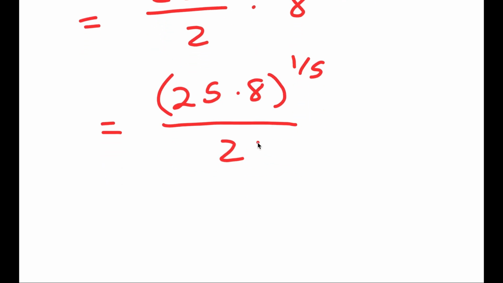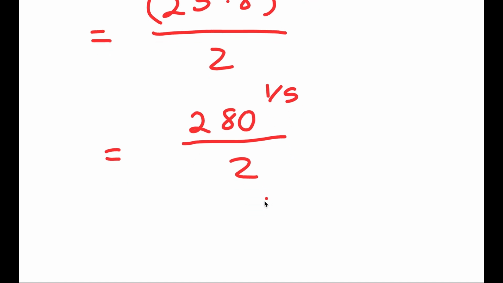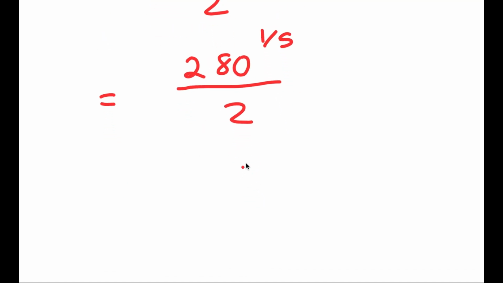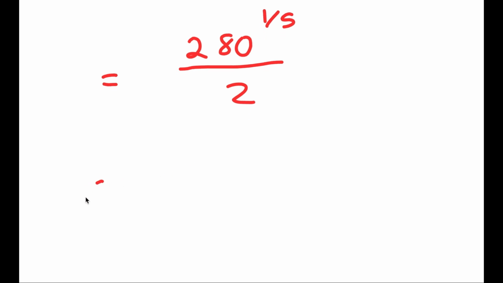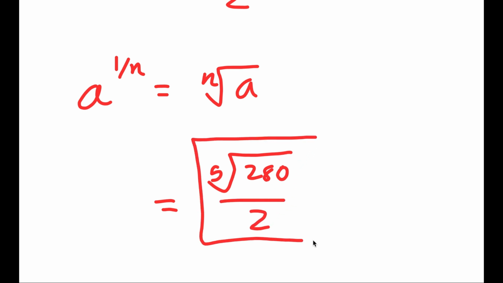And 25 times 8 is equal to 280. So I get 280 to the power of 1/5 over 2, which I can rewrite, because if I have something in the form a to the power of 1/n, this is the same thing as the nth root of a. So I can rewrite that as the fifth root of 280 over 2. So this is my final answer.